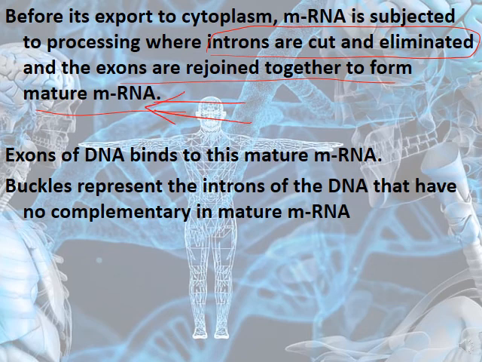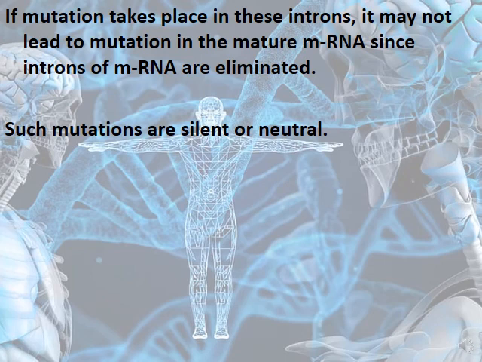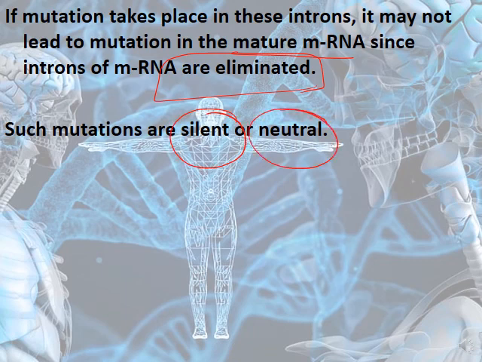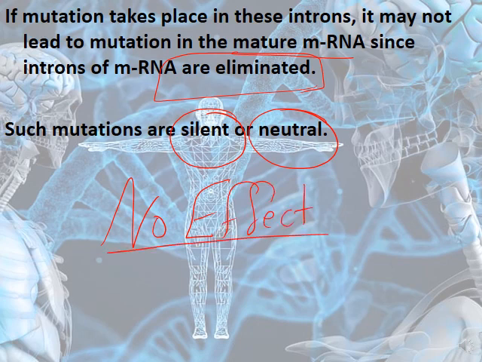Exons of DNA bind to this mature mRNA. Loops represent the introns of the DNA that have no complementary in the mature mRNA. So a mutation that takes place in these introns may not lead to any mutation in the mature mRNA, since these introns will be eliminated. So these mutations are referred to as silent, or they are called neutral, and they have no effect. That's why we have something called the silent mutation, since it affects the introns. Okay? Thank you.